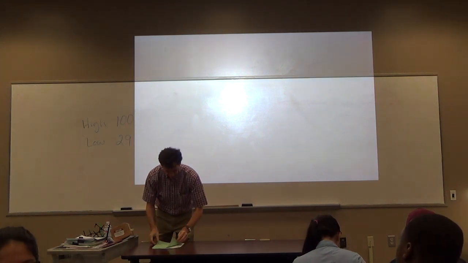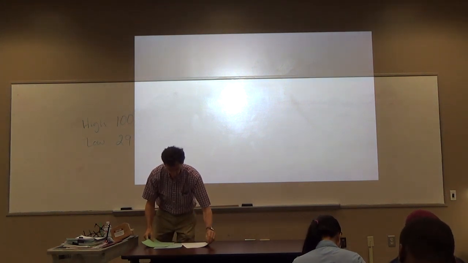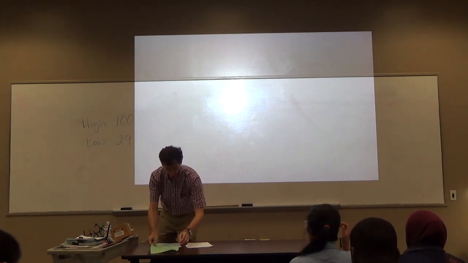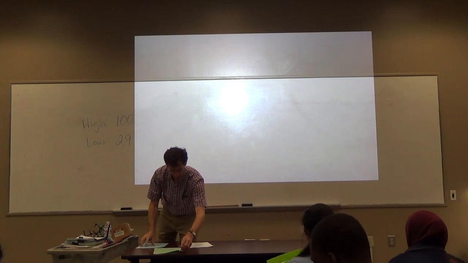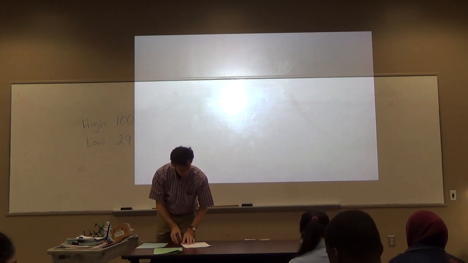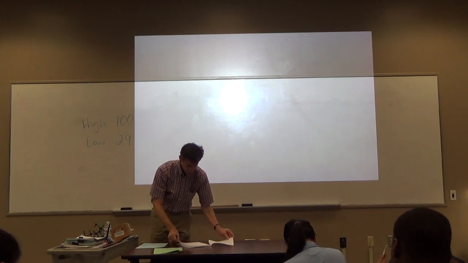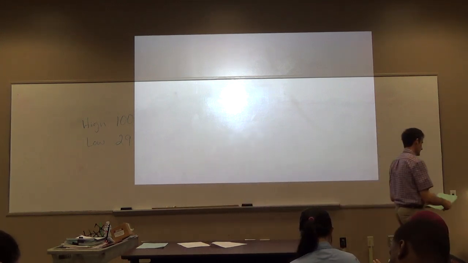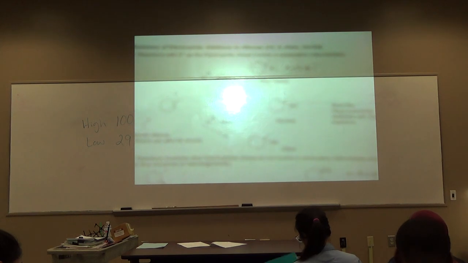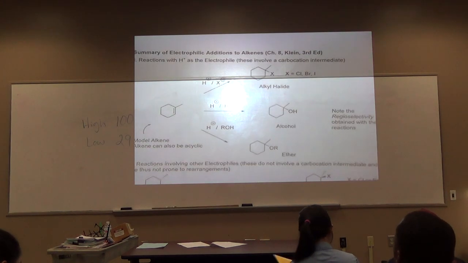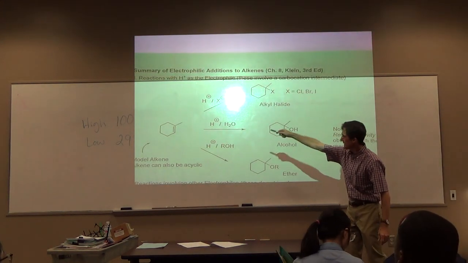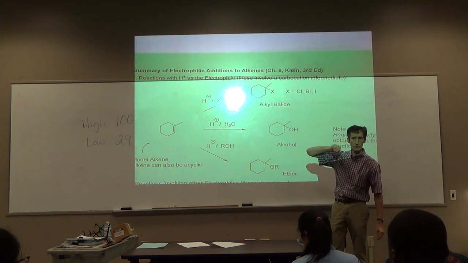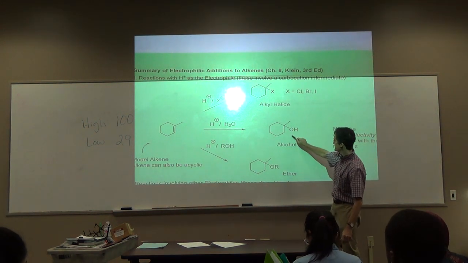Okay, alkene reactions. We have our green outline. I believe we made it to Roman number one. We're ready to begin with Roman number two, addition of water. We also have our schematic. And we saw how to make alkyl halides from alkenes, adding HX, through a carbocation intermediate. Now let's make alcohol.